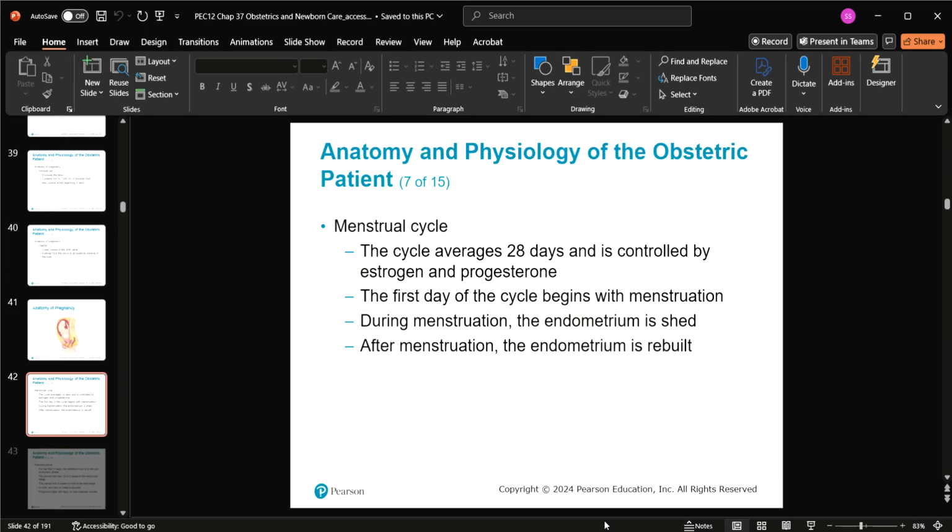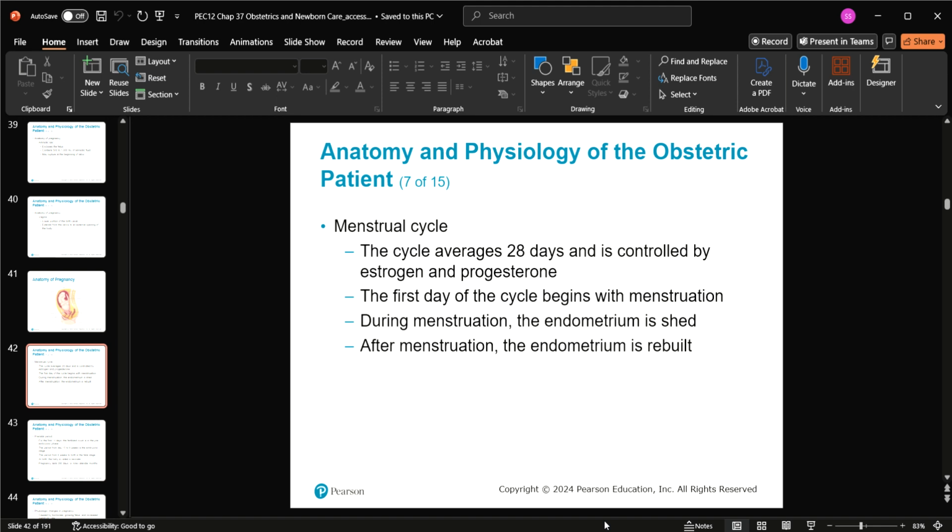All right, so talking about the menstrual cycle. It's typically a 28-day cycle. During menstruation, the endometrium is shed. Like I was talking about earlier, someone with endometriosis has endometrial tissue outside of the uterus, and during their cycle it's going to shed and bleed and be very painful for them.